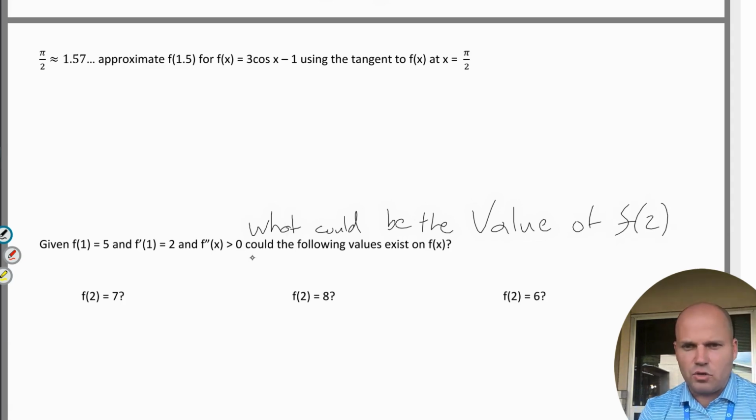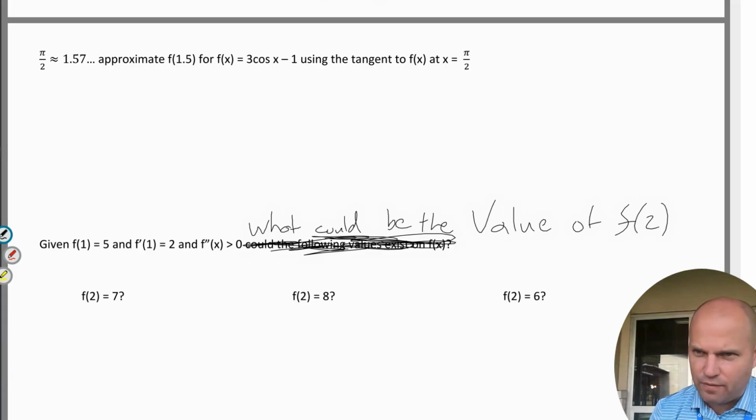Okay, just making sure you know I could be asking this question. What could be the value of f of 2? Okay, this one's a little tricky, but I'll show you how it kind of works out. You actually don't need this. I'm just kind of telling you, yo, pi over 2 is close to 1.57.